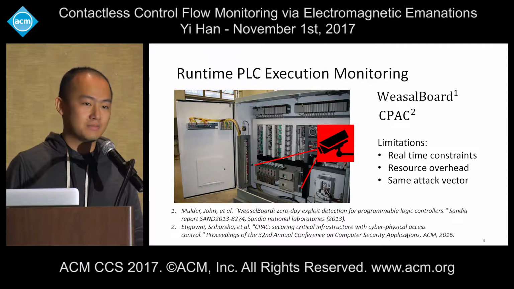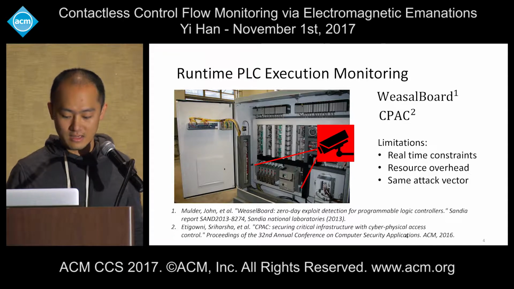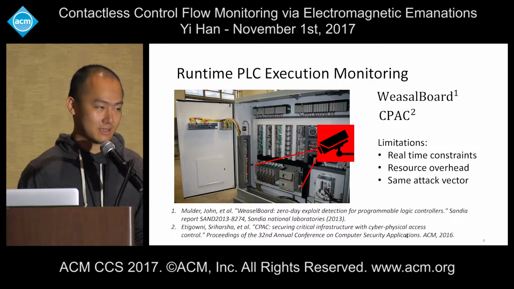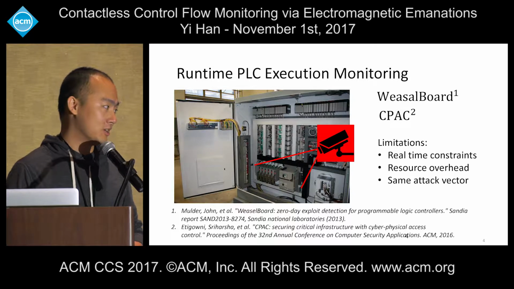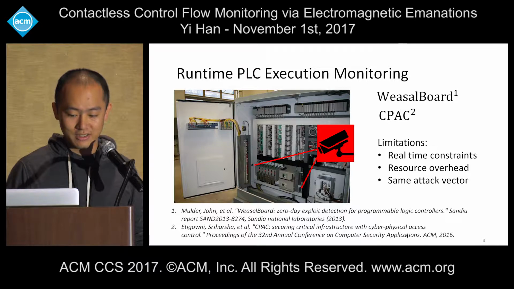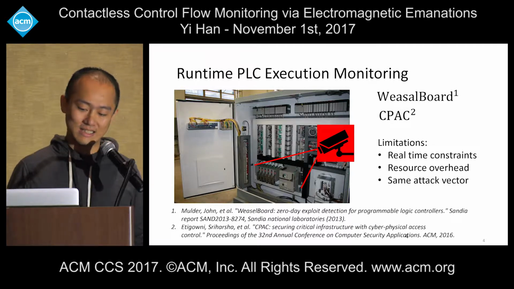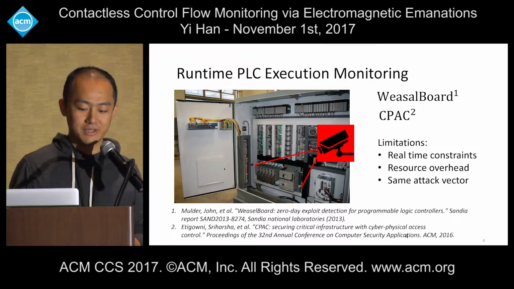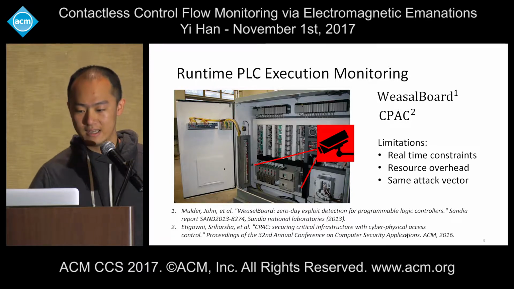Also, since the code is running in the same PLC, it is under the same attack vectors that are targeting the PLC. So to deal with these problems, we proposed a contactless monitoring method using the EM emanations. To give an overview of our approach, we have a PLC running a control logic program, and during the execution of the program, there will be EM emanations coming from the device. We capture the signals using the EM probe and look at the signals to see if something is wrong. Our system stays away completely from the PLCs, so it will not cause the problems I mentioned, like the time constraints and the resource overhead.